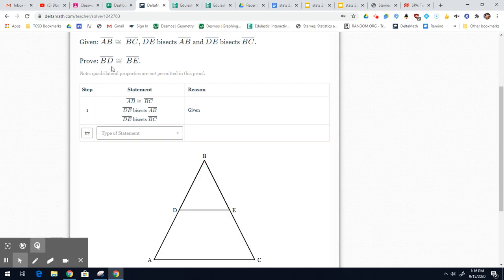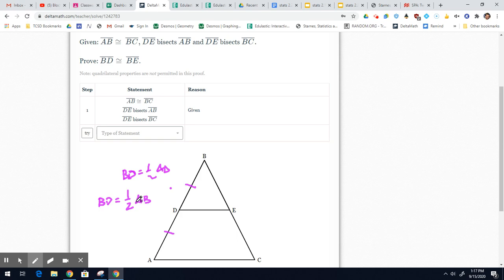So since we want to focus on segment BD, let's talk about segment BD. Because segment DE bisects AB, that means this segment and this segment are congruent, which means that BD is half of AB, because two of them make the big long segment. So BD, I'm sorry, I wish my pen could show that better. Here, I'll try. BD is half of AB.